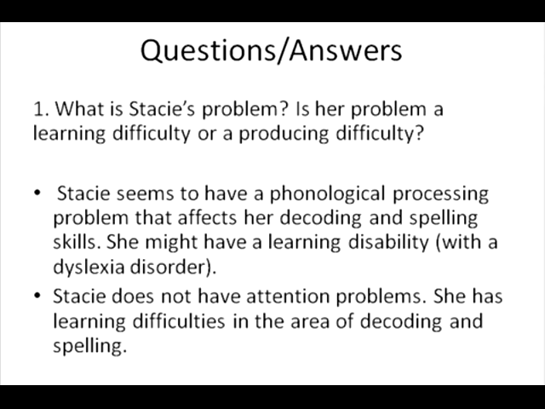Is her problem a learning difficulty or producing difficulty? Well, Stacy has a phonological processing problem, which is not an attention problem, it's not a working memory problem, because phonological processing is going to include the short-term memory for phonological memory, and it would affect her decoding and spelling skills, so that means that she has a learning difficulty, not a producing difficulty, because she wants to do it, but it takes her a long time to read, to decode the words, to spell, to answer the questions, because of her decoding and spelling ability.